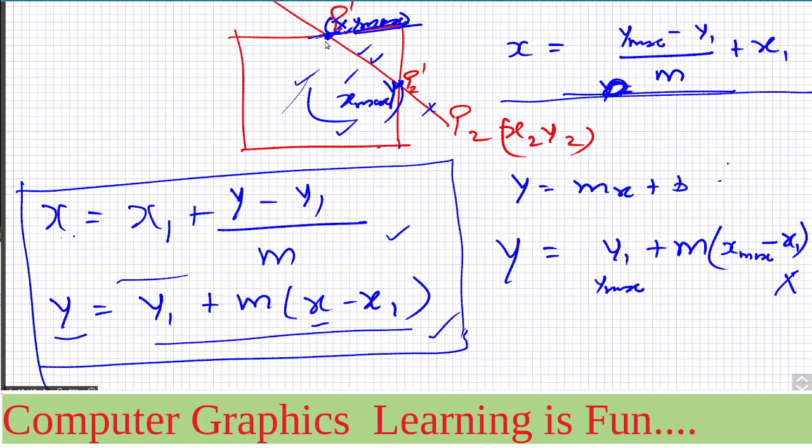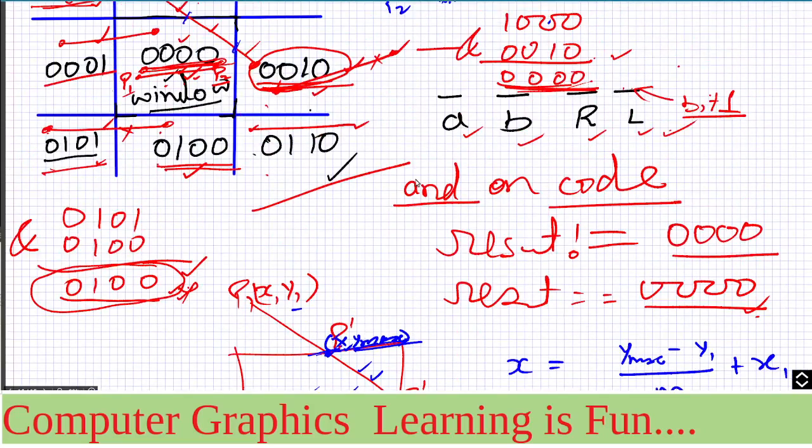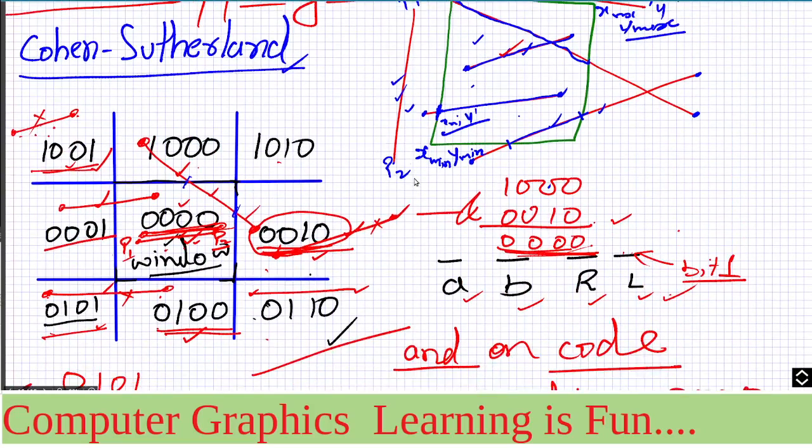So accordingly you will find the portion of the line which is inside the window. Therefore the line will be clipped. So in the result you will find all those lines or portions of lines which are inside the window. So this was your Cohen-Sutherland line clipping algorithm.